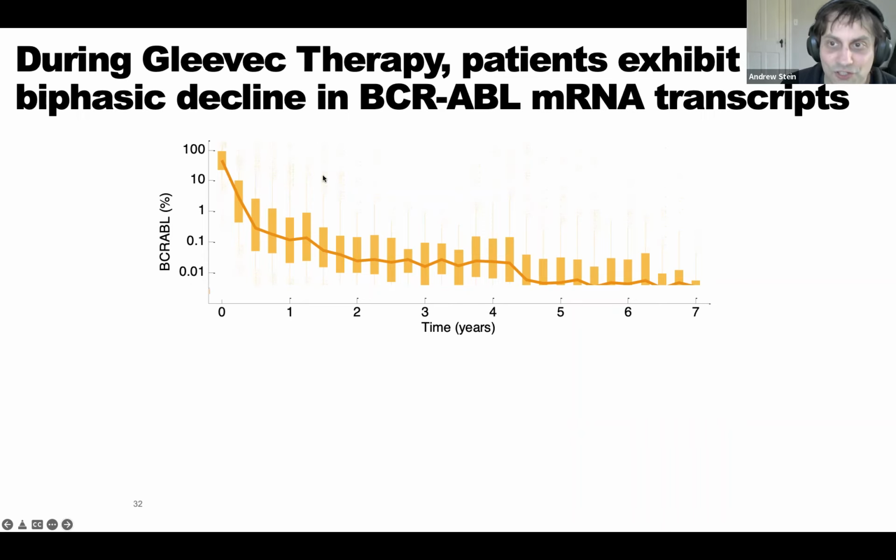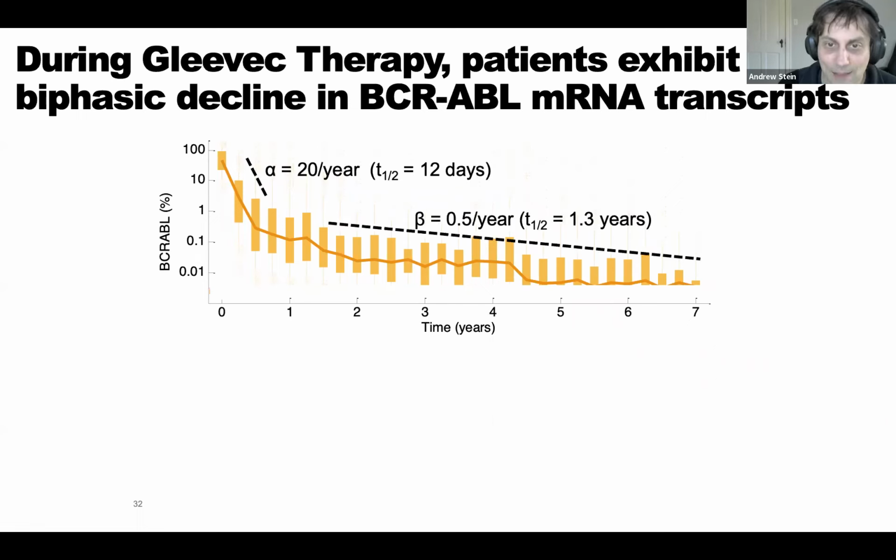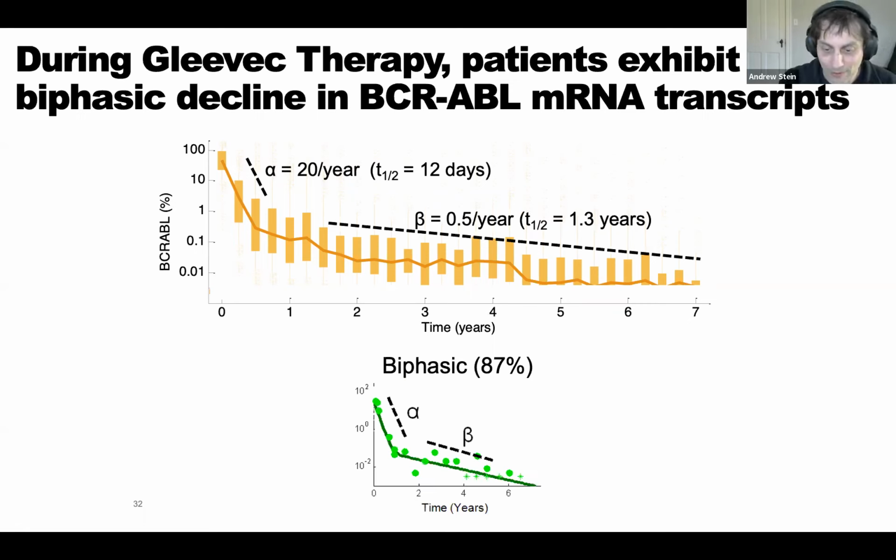This is just a summary of the IRIS study, the first big clinical trial for Gleevec. You see this biphasic decline, where you have first a rapid decline in the transcripts and then a more gradual decline. The rapid phase happens over about 12 days, but the more gradual phase is over about a year. Whenever you see something on a logarithmic scale and you see slopes like this, that gives you a chance that there are some physical processes we'll be able to describe.